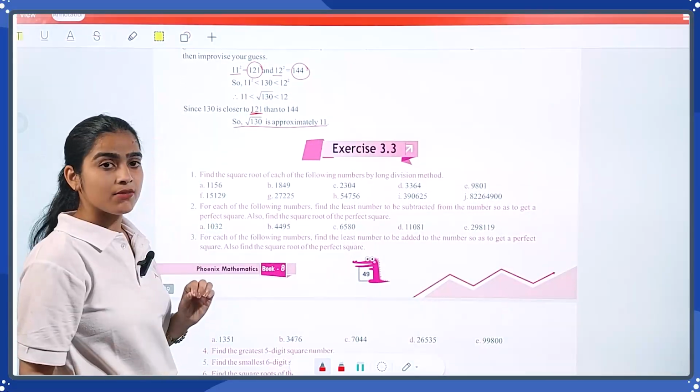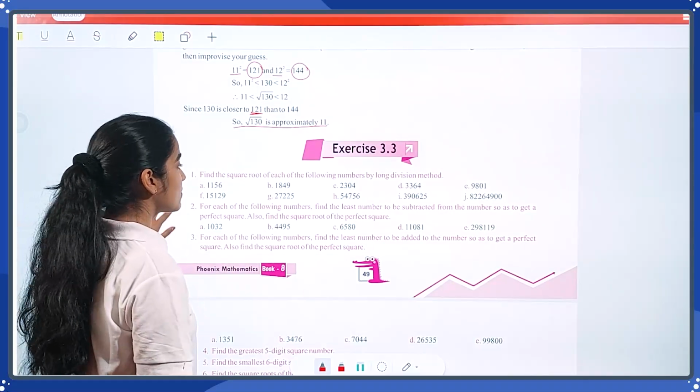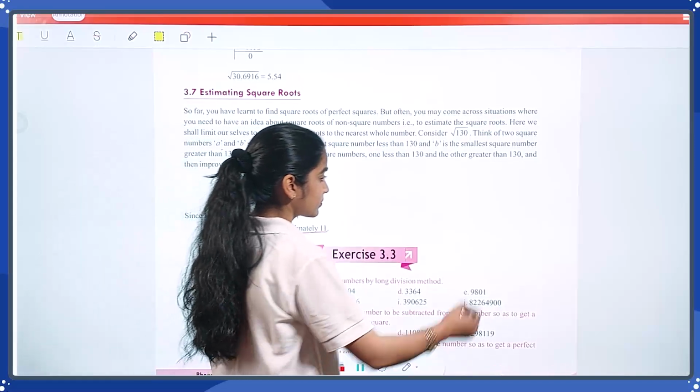Okay. Now we have exercise 3.3. Find the square root of each of the following numbers by the long division method.